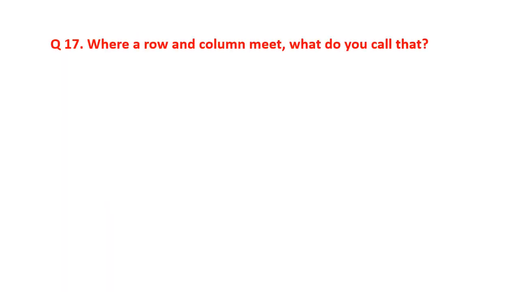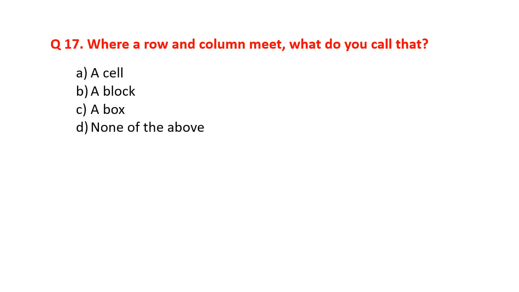Question number 17. Where a row and column meet, what do you call that? The right answer is cell. So option A is the right answer. Now go to the question number 18.